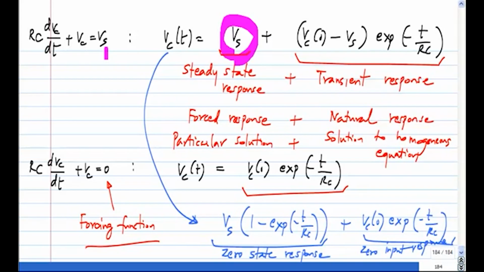Okay, so the point is now the zero state response also has exponentials which are related to the circuit, whereas in the other case the steady state response or the forced response, by definition, they don't have this. This exponential of minus t by RC is the natural response. It's like if you pluck a string, it will vibrate at some frequency. That's the natural response of that string. So this exponential minus t by RC is the natural response of this circuit.